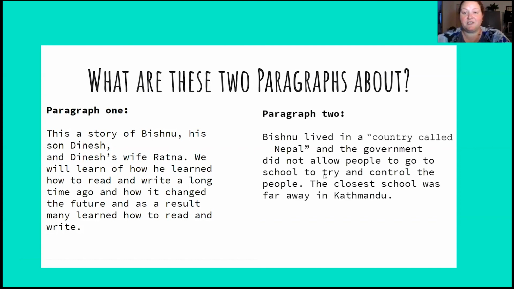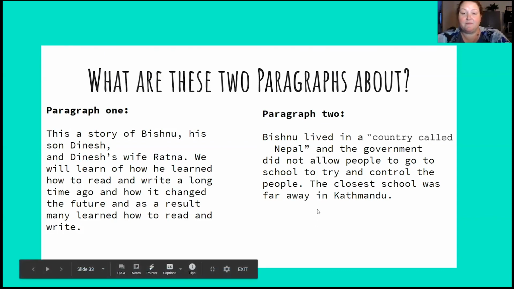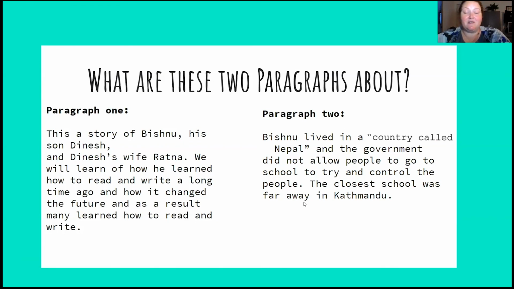Then paragraph 2, I summarized it like this. Bishnu lives in a town named Nepal, and the government did not allow people to go to school to try and control the people. The closest school was far away in Kathmandu. So that is great. This is the gist of our lesson today. We're not going to cover the rest of the paragraphs. We're just going to focus on those two today. We're going to continue to work in this passage again tomorrow.